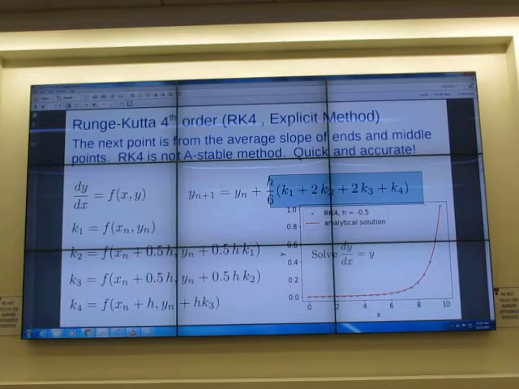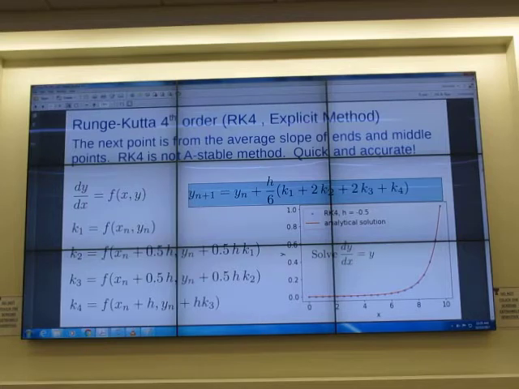Okay. So K4 is based on the linear extrapolation of K3. That's why you use the full interval h, right? And the slope value is K3. Once you get the slope at the initial point, at the middle, and at the end, then you do a weighted average based on what you get from the Taylor series expansion, which is 1 over 6, with weights 1, 2, 2, 1 for K1, K2, K3, K4. Weighted average. So this way, you can get the next point more accurately. Fourth order.